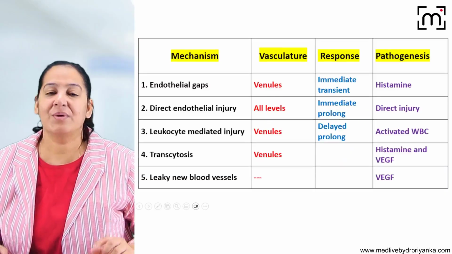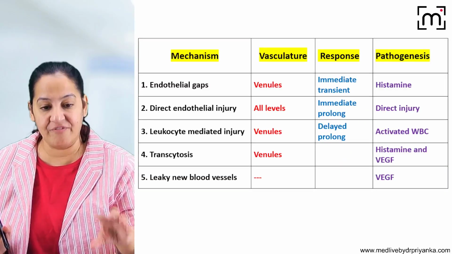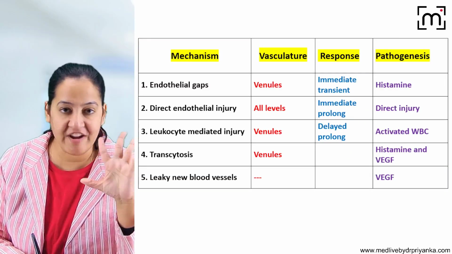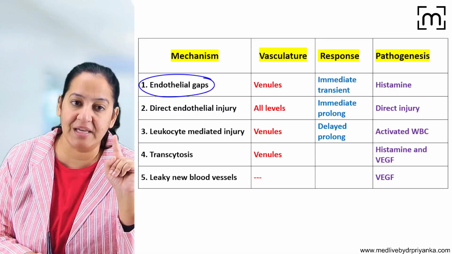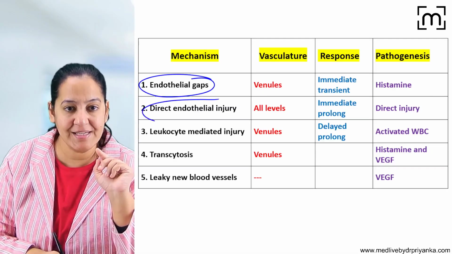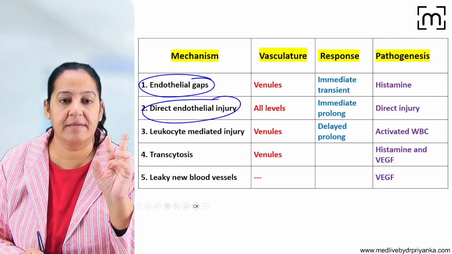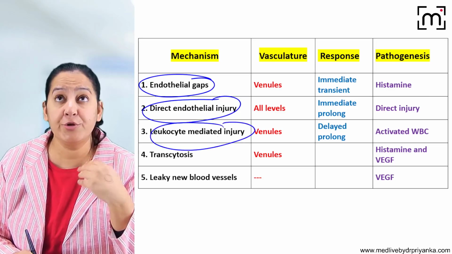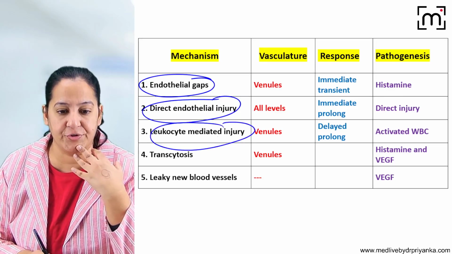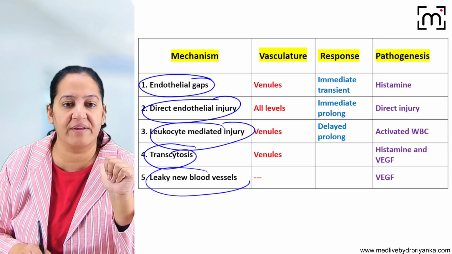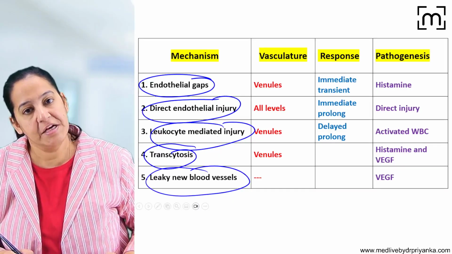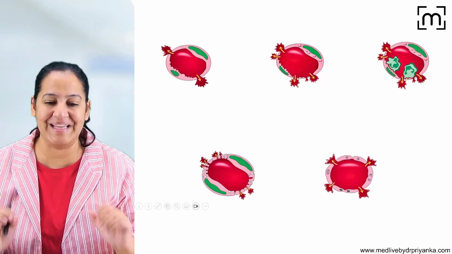We try to formulate. So in your exam, you have to make this table and draw the 5 diagrams. What are the 5 mechanisms of gap formation? The first one is the endothelial gaps, endothelial contraction. Second is injury by the terrorist, that is direct injury. Third is injury by the army, that is leukocyte mediated injury. The fourth is transcytosis, and the fifth one is leaky blood vessel, that is angiogenesis. So try to make this diagram and try to draw these 5.